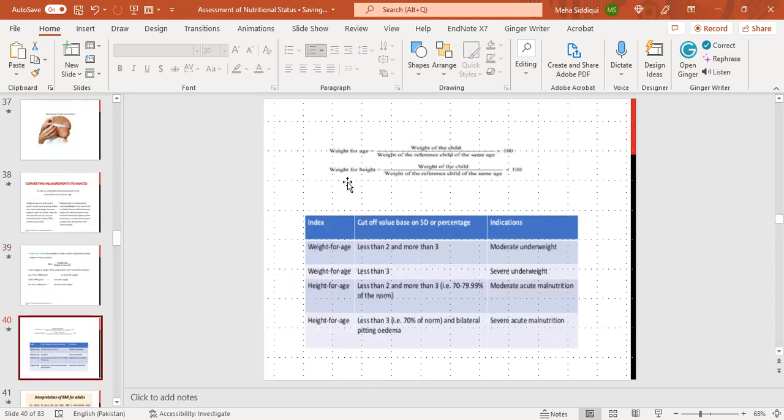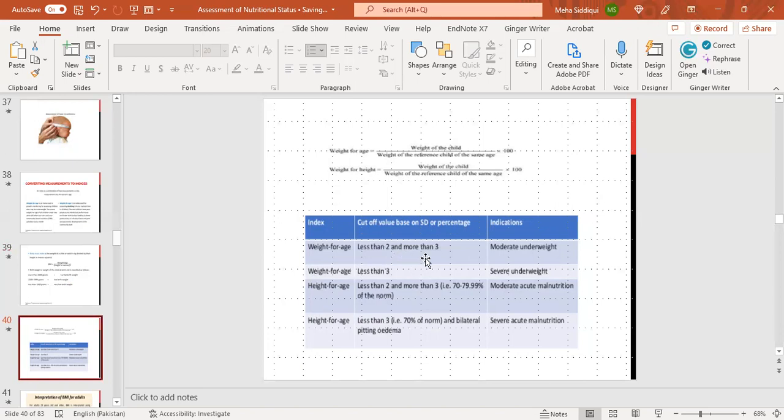So this is how weight for age is calculated: weight of a child over weight of the reference child of the same age multiplied by 100, and weight for height is calculated as weight of the child over weight of the reference child of the same height multiplied by 100. And these are the indices, like weight for age, the cutoff values based on standard deviation or percentage.